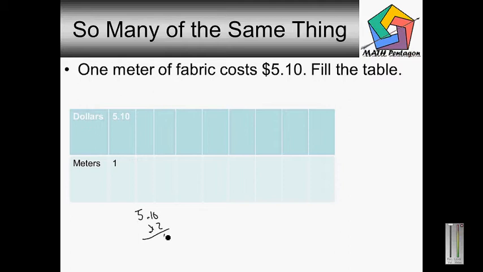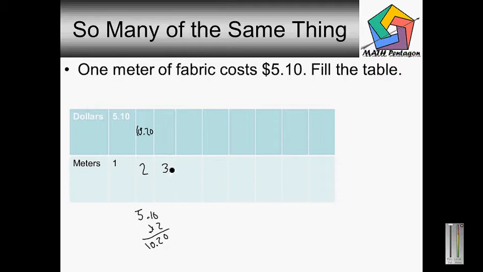So 0 times 2 is 0, 2 times 1 is 2, and 5 times 2 is 10. So 2 meters of fabric is going to cost us $10.20. So that's how much it would cost.